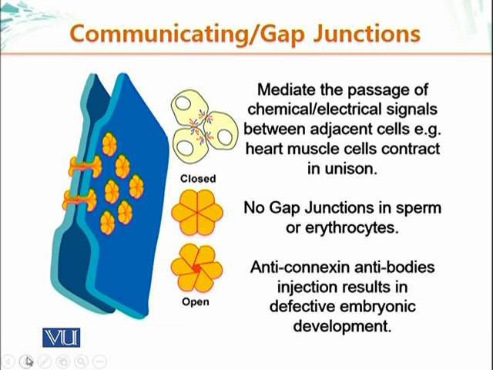I would like to also mention there are no gap junctions in sperms or erythrocytes. Also, the proteins that these junctions are made up of, if they are injected into an embryo, can disrupt the embryo, and the embryo will have defective embryonic development, because the cells in the embryo need to communicate with each other about what the adjacent cell is doing and which lineage it is going to follow. So these junctions play a very important role early on during embryogenesis, and also in different tissues.